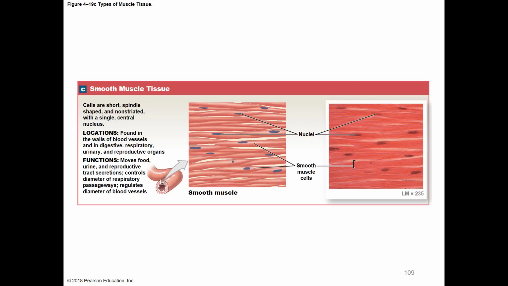So this is a picture of smooth muscle, short, little, squished, spindle shape, no stripes, and they too are involuntary, so we do not control them, and they are found lining hollow organs.